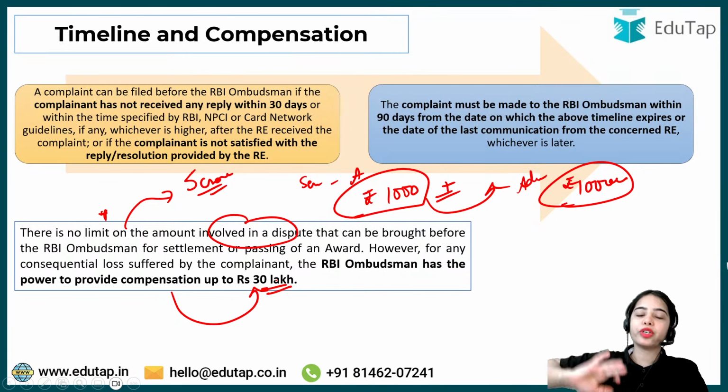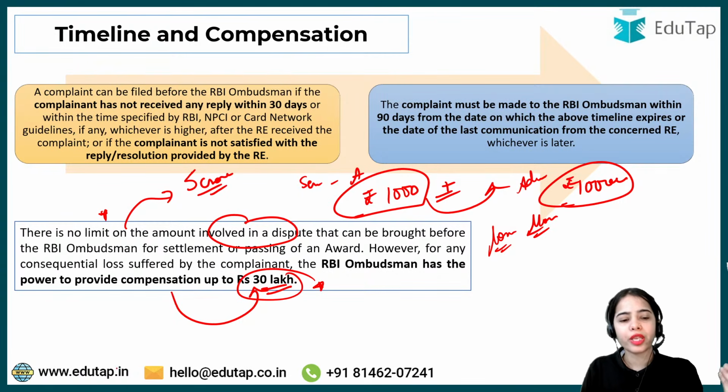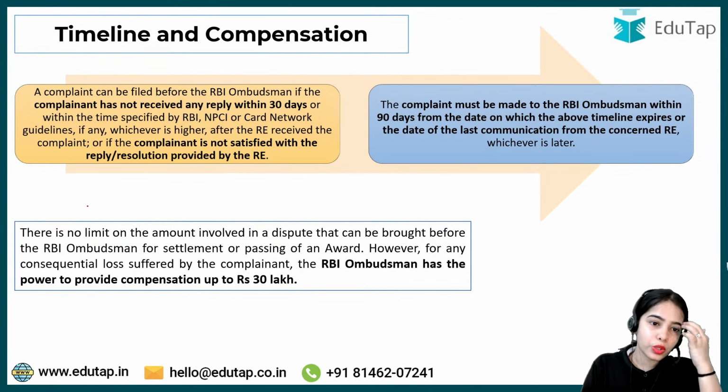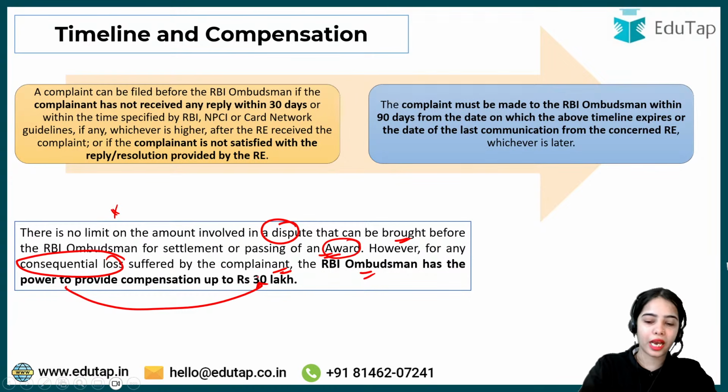Even if your deposits are of crores, the maximum compensation that can be provided to you for the monetary loss that you have suffered is up to 30 lakhs. Okay, so this is the idea. There is no limit on the amount involved in a dispute that can be brought before the RBI Ombudsman for settlement or passing of an award for the compensation. However, for any consequential loss, for any monetary loss suffered by the complainant, the RBI Ombudsman has the power to provide compensation up to 30 lakh only.